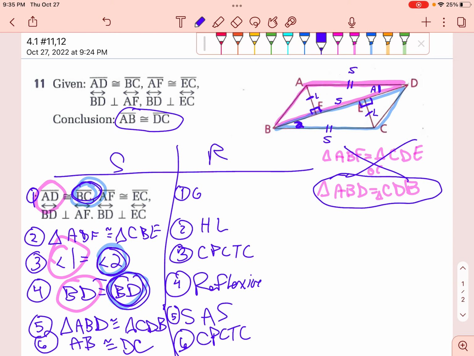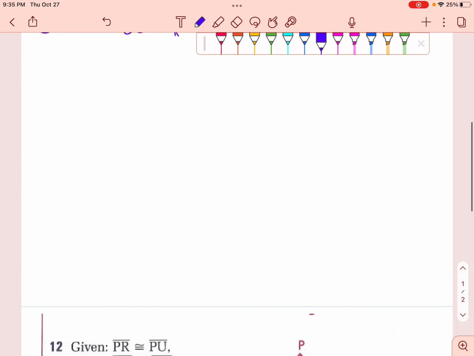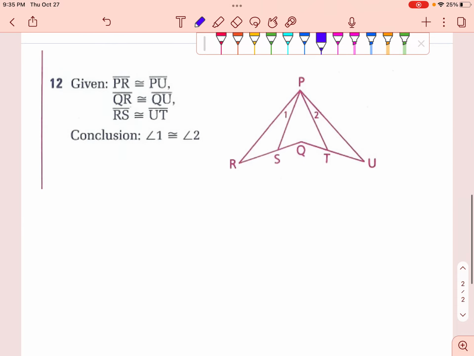Okay, so I'm sure there's other ways of doing this, but that's just what I saw as I was approaching this proof. So let's take a look at number 12.